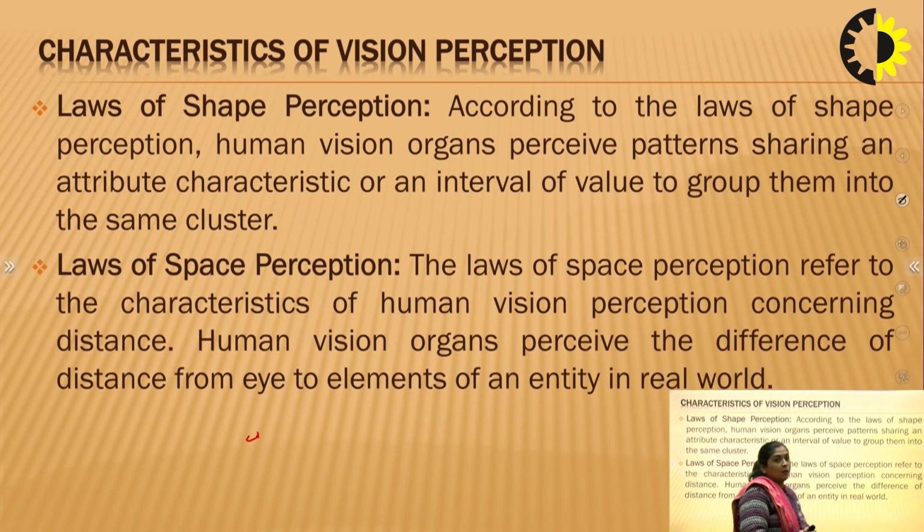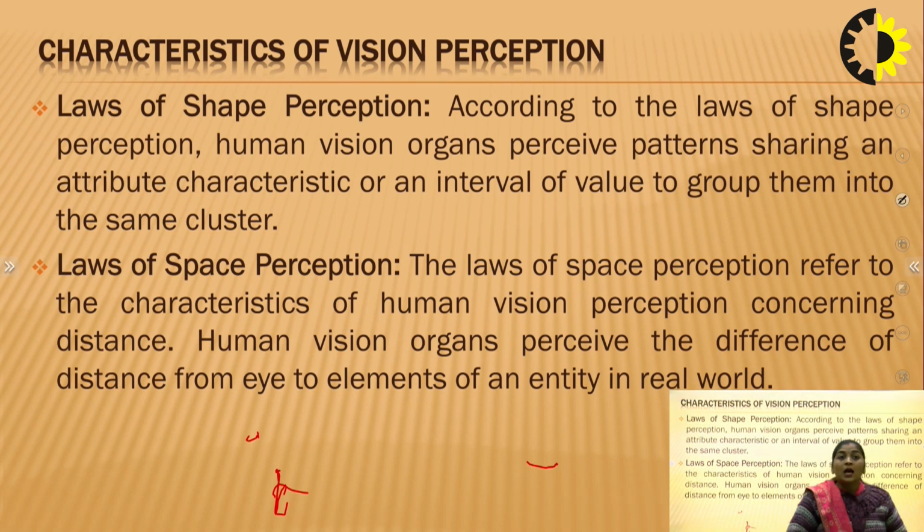Now next is the law of space perception. The law of space perception refers to the characteristics of human vision perception concerning distance. Human vision organs perceive the difference of distance from the eye to elements of an entity in the real world. Basically, space perception means forming patterns or grouping the data according to distance, how far an object is from the human eye. Space means we are analyzing the data according to the space or the distance.